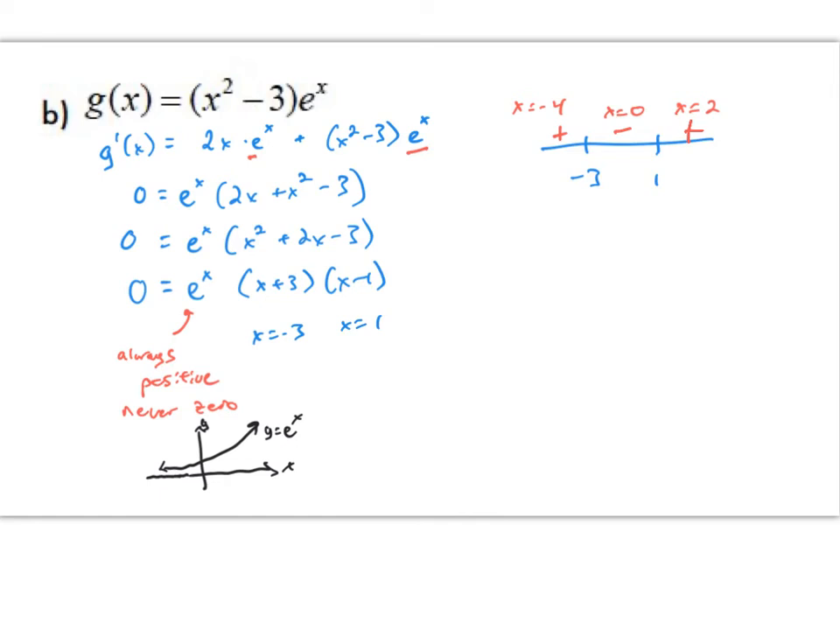Okay, so now we know where the local extrema are. We know that at x equals -3, because we've got a sign change from positive to negative, that is a local maximum. And at x equals 1, since again we have a sign change, but this time from negative to positive as we go from left to right, that's going to signal a local minimum. Okay, very good. One more example to look at and see if we can come up with local maxes and local mins.